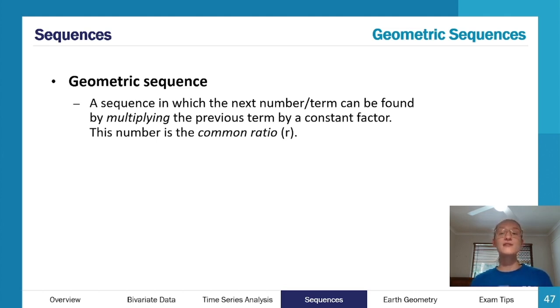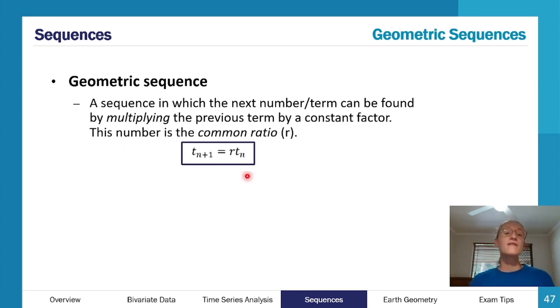So with arithmetic sequences, we were interested in adding the common difference each time, whether it was positive or negative. But here, we're not adding anymore, we're multiplying, and we're not looking at the common difference, we're looking at the common ratio, which is R. So that's our difference with our geometric sequences.